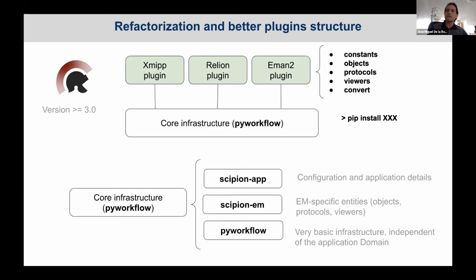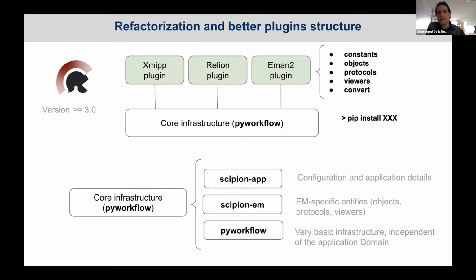And then in practice, each of these plugins, for example, for EMAN 2, has different submodules, one defining some content. You could define objects. The objects would be the input and output for the execution of different programs. And then you could also define viewers and conversion routines. And all these plugins rely on a core thing that we call PyWorkflow. But inside this PyWorkflow, we also defined things that were specific to Cryo-EM.